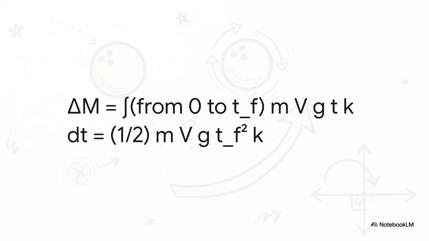All right, now we can do the integral. The total change in angular momentum, which we call delta L, is just the integral of our torque. Now look at our torque expression: m, v, g, and the vector k. Those are all constants, so we can just pull them right outside the integral. We're left with the super simple integral of t with respect to t. And what's that? It's just 1/2 t squared. We evaluate that from 0 to our final time, tf, which gives us a nice result: 1/2 m v g times tf squared, all pointing in the k direction.